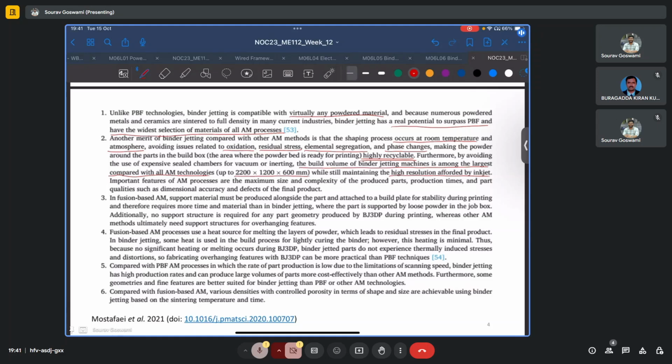Other important features of AM processes, such as the maximum size, the complexity of the produced part, production times, and part qualities, such as dimensional accuracy and defects of the final product, are also preserved. Again, in fusion-based AM processes, support material must also be produced alongside the part. However, in the case of binder jetting, or in fact in any powder bed-based process, the part is supported by the loose powder.